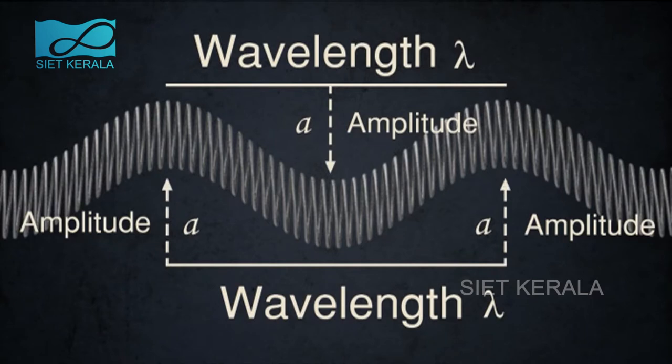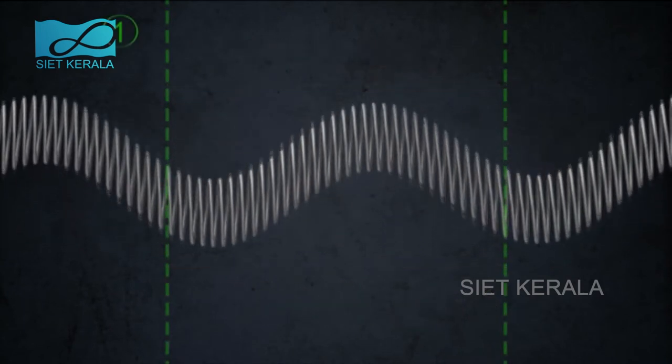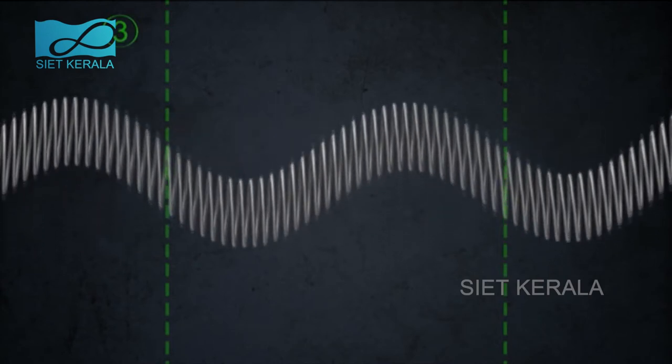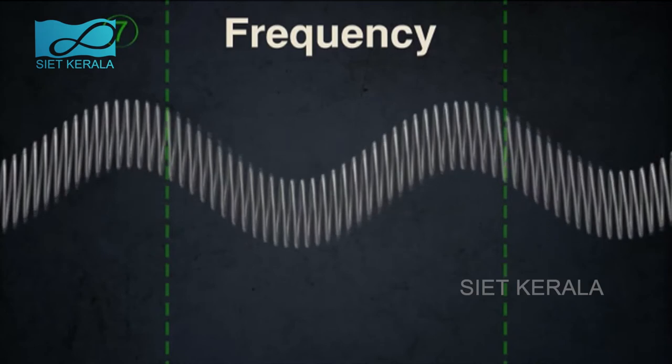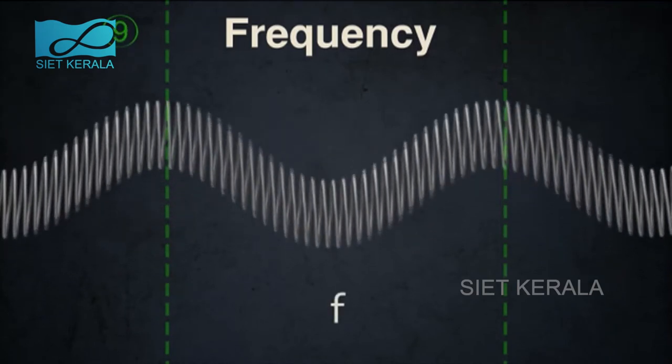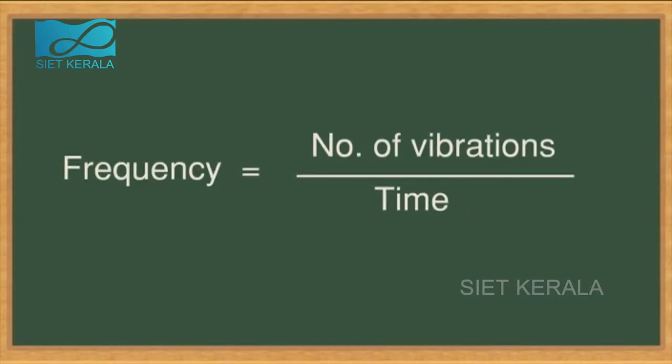Amplitude is defined as the maximum perpendicular height of crest or depth of trough. Amplitude is the displacement caused by vibration of particles at central position. The number of vibrations suffered by particles of media per unit second, frequency, is denoted by F. Frequency is equal to number of vibrations divided by time.